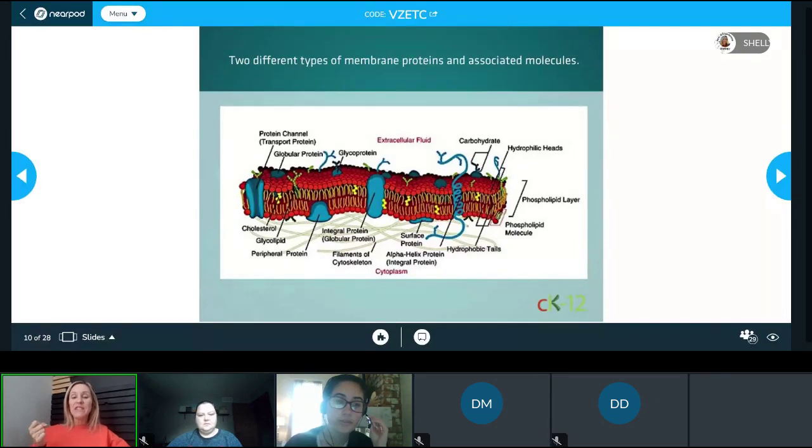What does the shape of something tell us? Draven says function. Yes. Shape equals function. So by looking at this diagram, we know that the different shapes of these channels probably tell us about what kind of things they receive. Does that make sense?